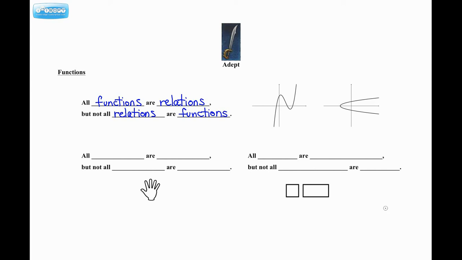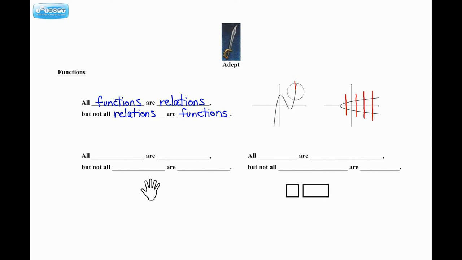Okay, so here's an example. Both of these are relations, but which one is a function? Well, which one passes the vertical line test? If my pencil was here, here, here, no matter where, it only touches my graph once, so that's a function. But here, I'm always crossing twice, so that is not a function.